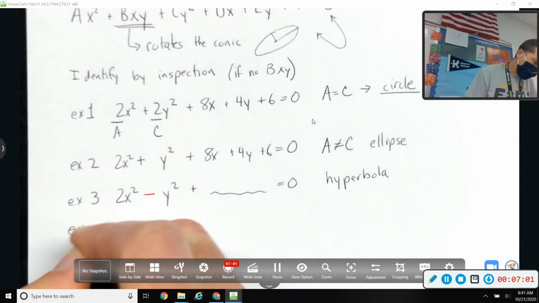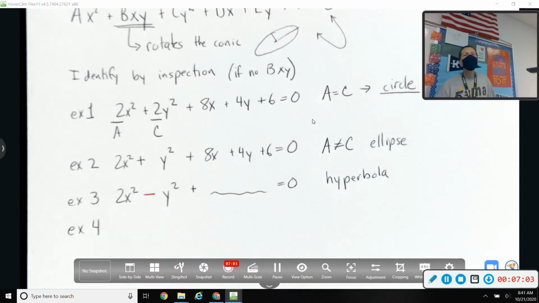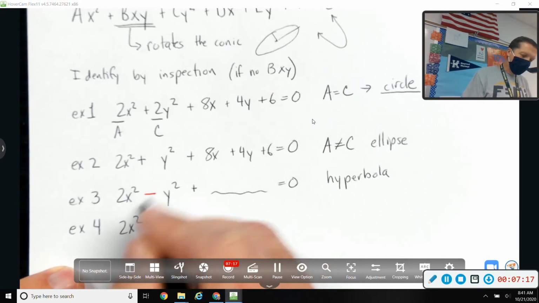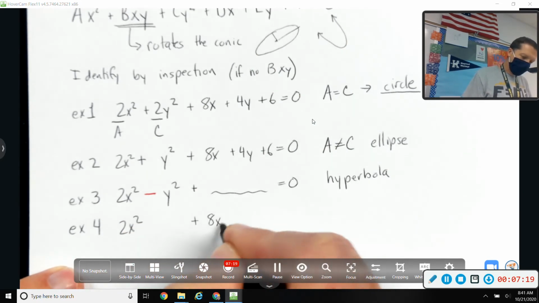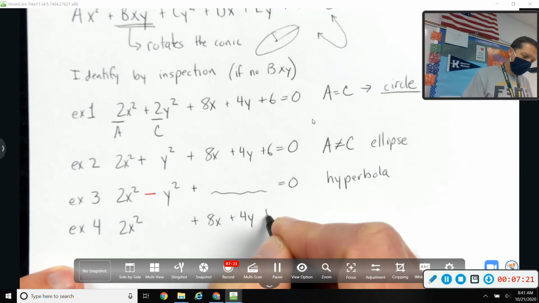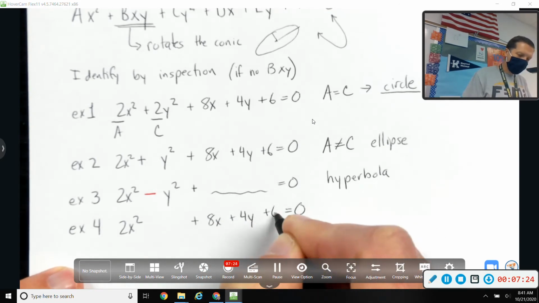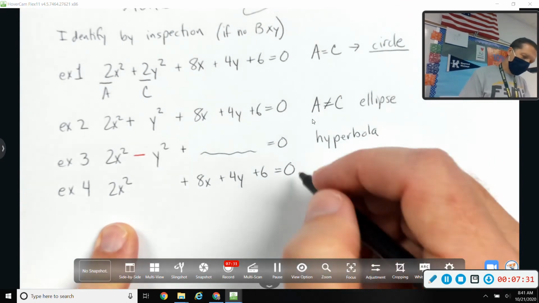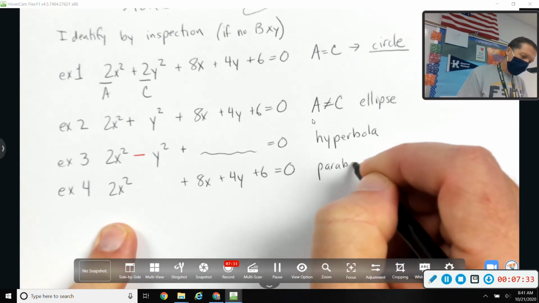Well, there's only one left. What's the giveaway that an equation is a parabola? Good, it only has one squared term. So maybe it's 2x squared, no y squared terms at all, and then the rest of it. And again, the rest of it doesn't really matter in terms of what shape it is. It matters where it is, what it looks like. But if there's one squared term, it has to be a parabola.